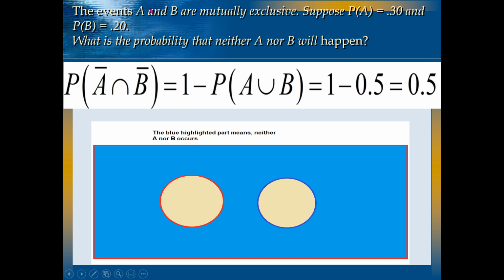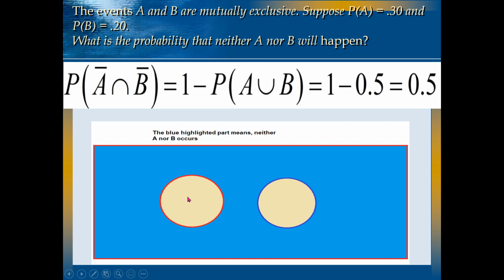Now again, the events A and B are mutually exclusive, and the probability of A is 0.3, the probability of B is 0.2. What is the probability that neither A nor B will happen? It's helpful to have a picture in mind, so I've drawn the Venn diagram here. If this rectangle is the sample space, and these two circles are events A and B, as we know that we use circles for events. You can see that I have drawn the circles in a way that there is no point in common, because these are mutually exclusive. Now we want to find the probability that neither A occurs nor B occurs.